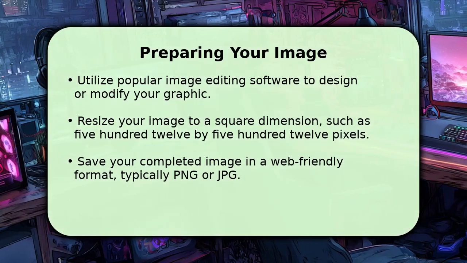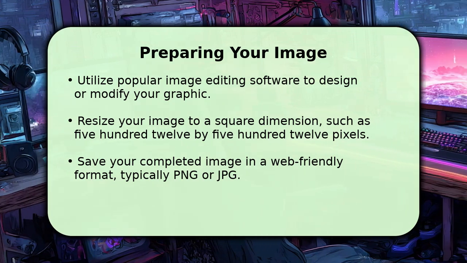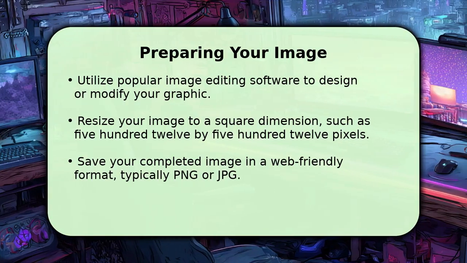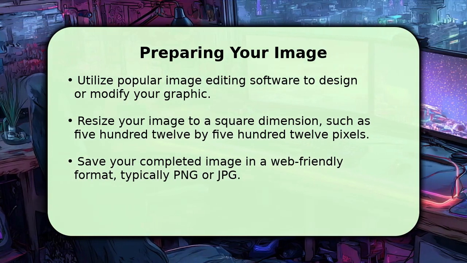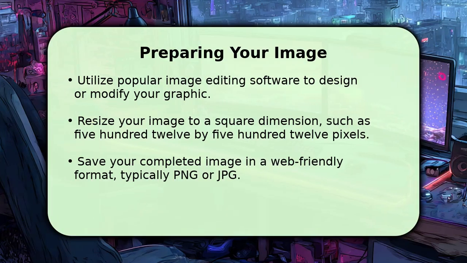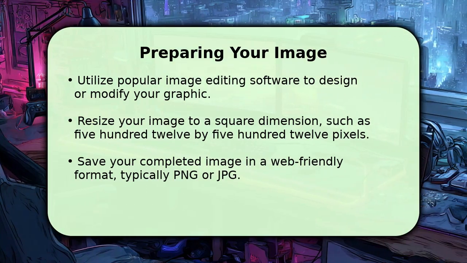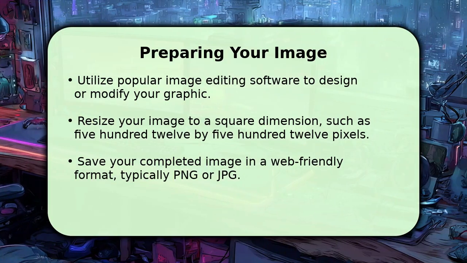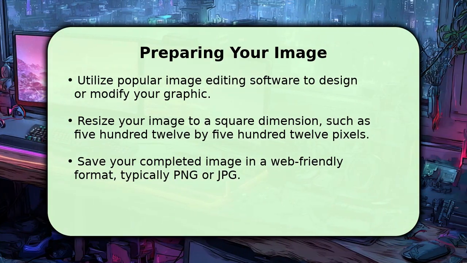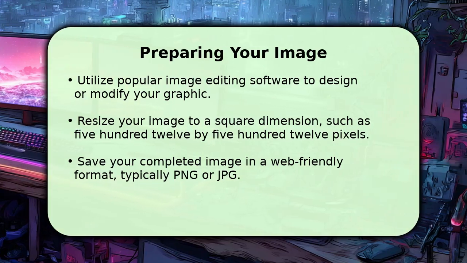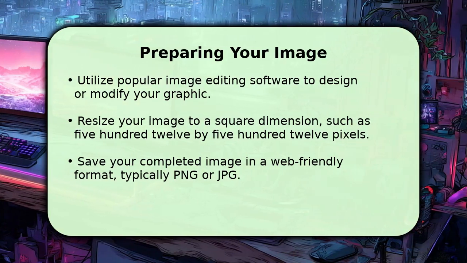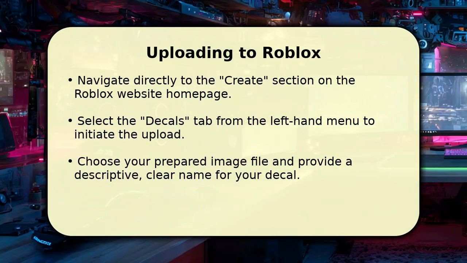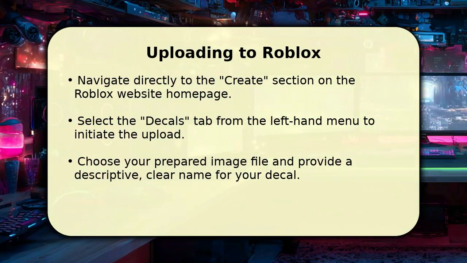Once you have your concept, open your preferred image editing software. You can use programs like GIMP, Photoshop, or even basic online editors. It is crucial to resize your image to a square aspect ratio, for example, 512 by 512 pixels, for optimal display. After editing, save your image as a PNG for transparency or a JPG for general use, ensuring a clear and crisp result. With your image prepared, head over to the Roblox website and click on the Create tab.